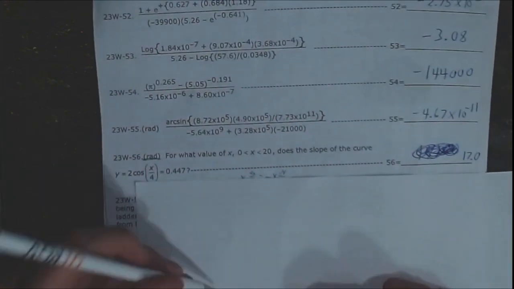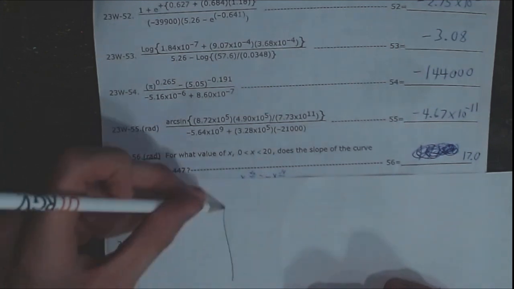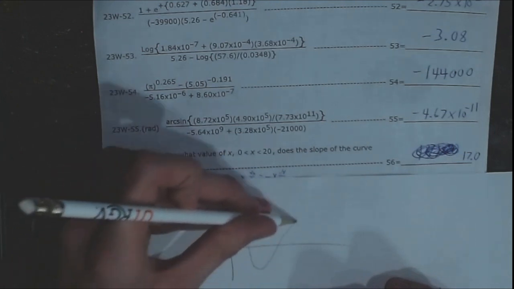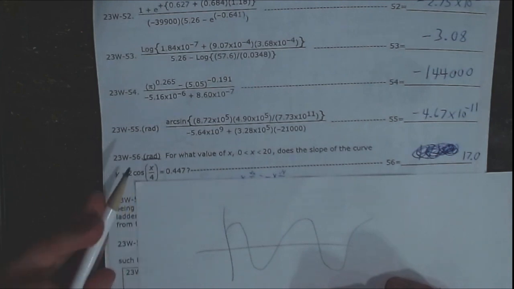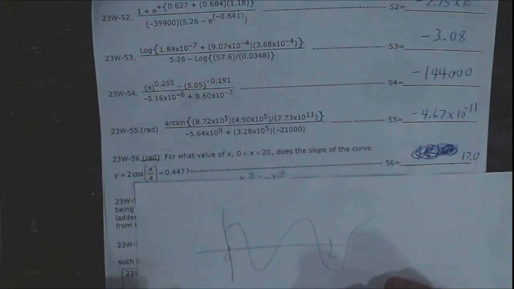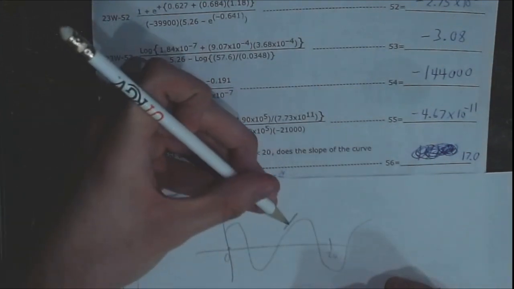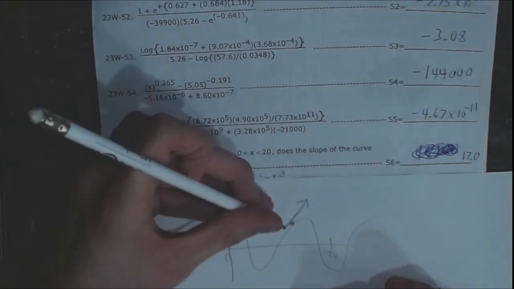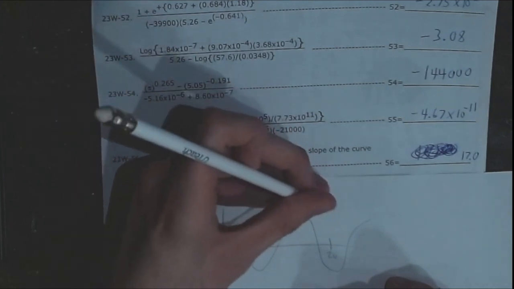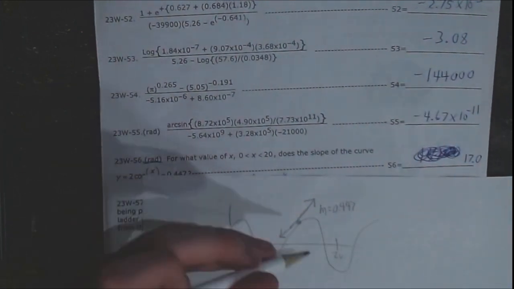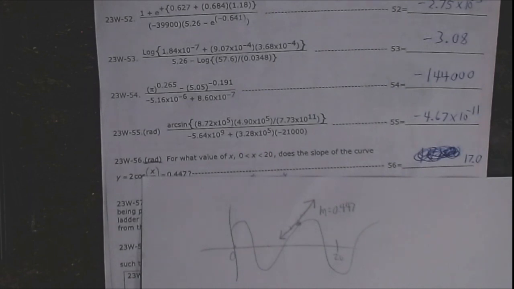We have our curve, which I don't know exactly what it looks like. Probably like this, maybe. Right? And I want to know what value between 0 and 20 does the slope of this curve, so that's the slope at a specific point, this tangent line, and that slope is equal to this value. As you should know, the slope at a point is the derivative at a point of a function.